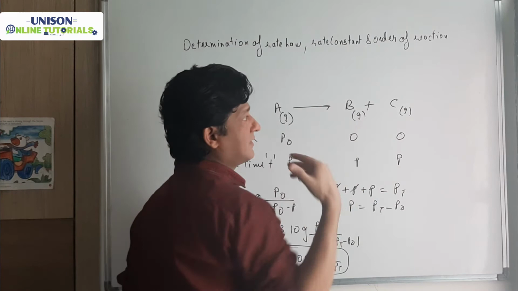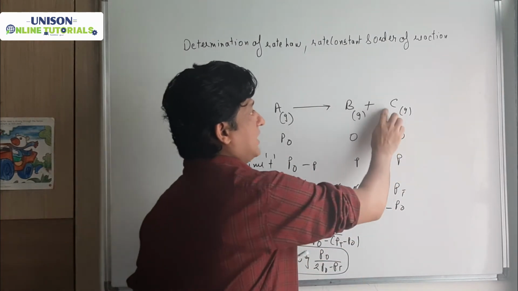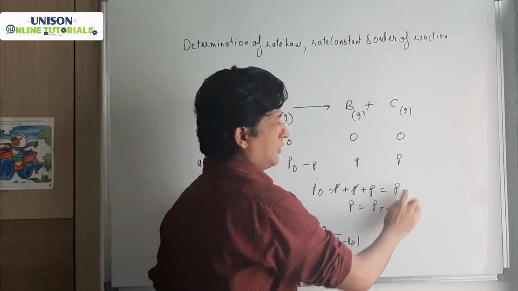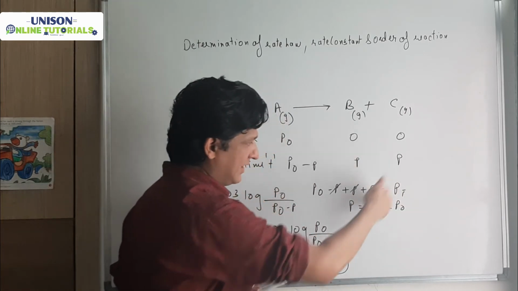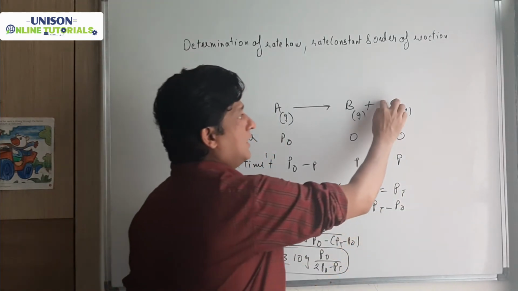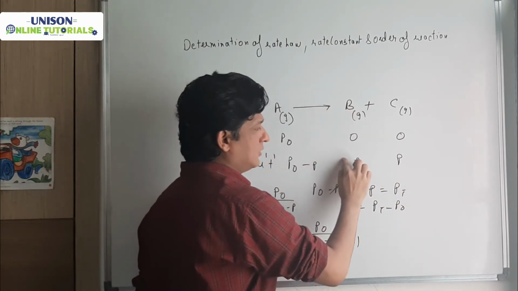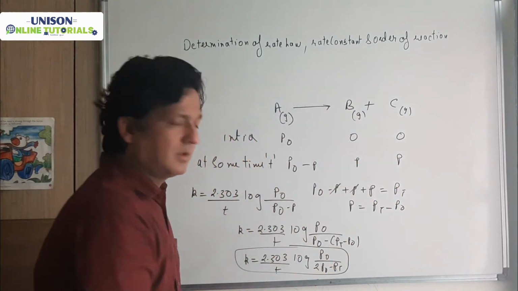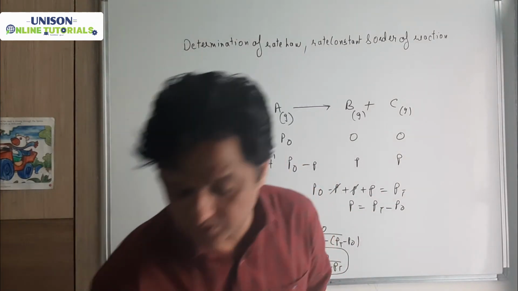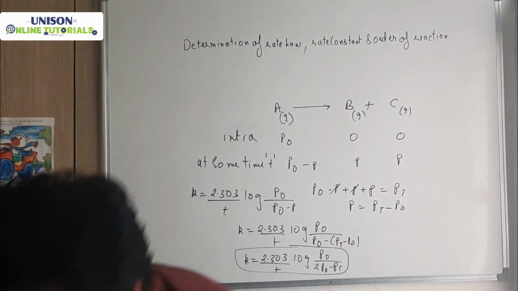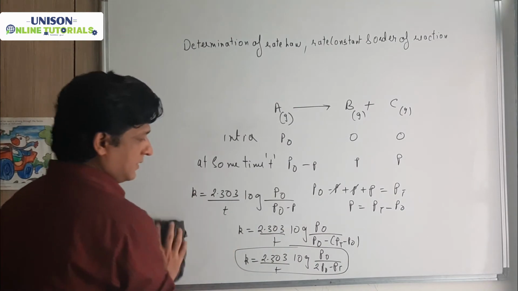Suppose in any reaction the stoichiometry is 1 by 2, then we will write P by 2 and calculate accordingly. If it is 2C, then we'll write 2P here, or if it is 2B, 2P here, same. So this was our third method, and the next method is the half-life method.